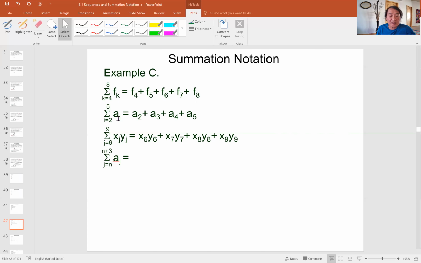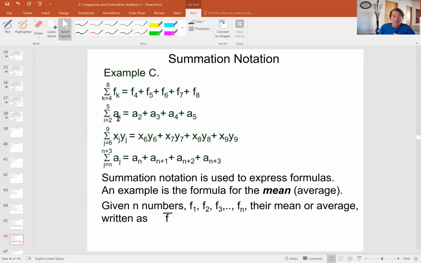And here's an abstract one. You start from some generic place, which we call n. And then what do you stop at? Well, you stop at n plus 3. That is 3 neighbors: n plus 1, n plus 2, n plus 3. Then you stop, and then you add them.